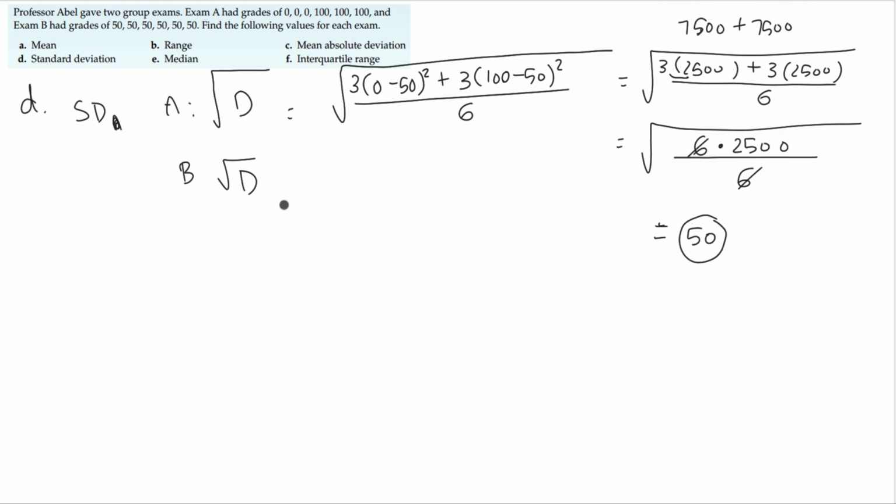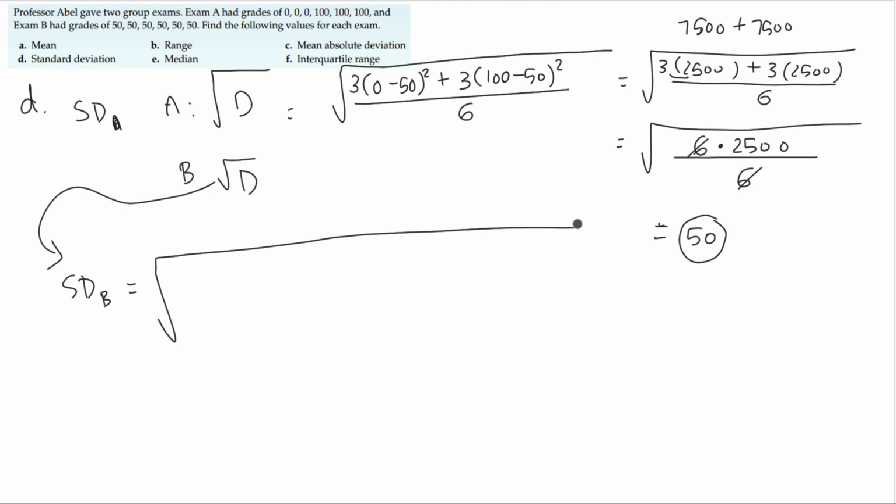How about for exam B? We can do the same procedure. I need more space, so I will put it here. The standard deviation of exam B is the square root of, find the deviation first, right? So find the difference between the value and the mean. We know that each of these values is 50 and the mean is 50. So you square that, but how many do I have? Exactly the same value, 6 of them. So that's what we're gonna get, and divide it by 6.